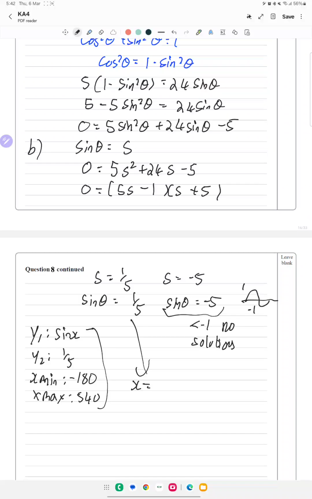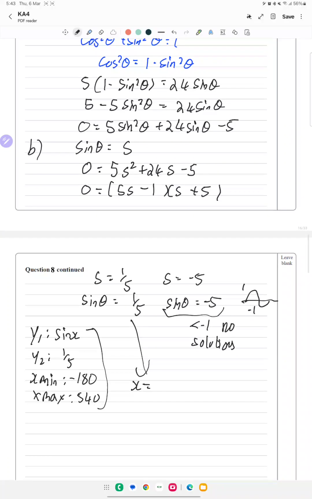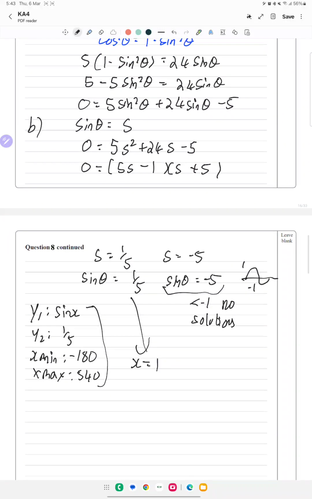So we go to graph. y1 is sine x. Oh, do also make sure you're in degrees as well. View window, minus 180, 540. G-solve, intersect. So you get 11.5. Oh, what's the degree of accuracy it wants? 1 dp. 11.5, 168.4, 371.5 and 528.4.